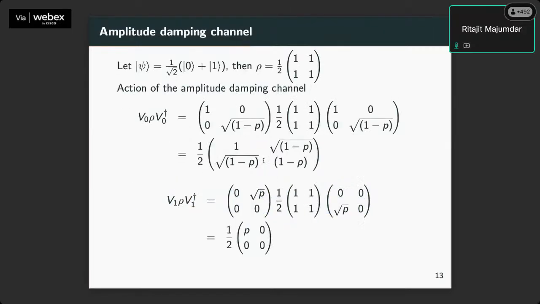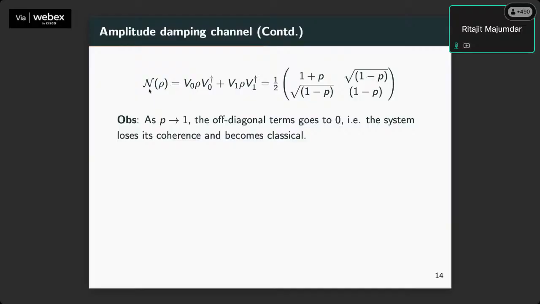And if we look at the action, let's say that I have a state like this. This is the plus state, 1 over root 2, |0> plus |1>. And you can just check that the corresponding density matrix will look like this. If you apply V0 rho V0 dagger on it, this is what it does. V1 rho V1 dagger on it, this is what it does. And when you add, this is how the system evolves, right?